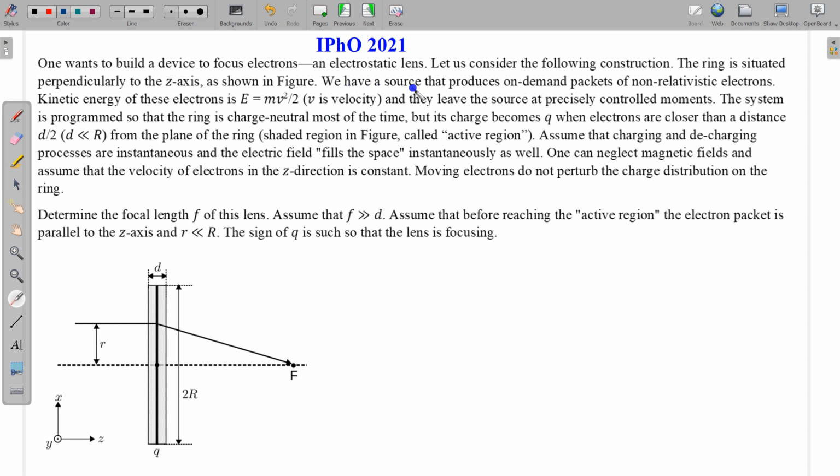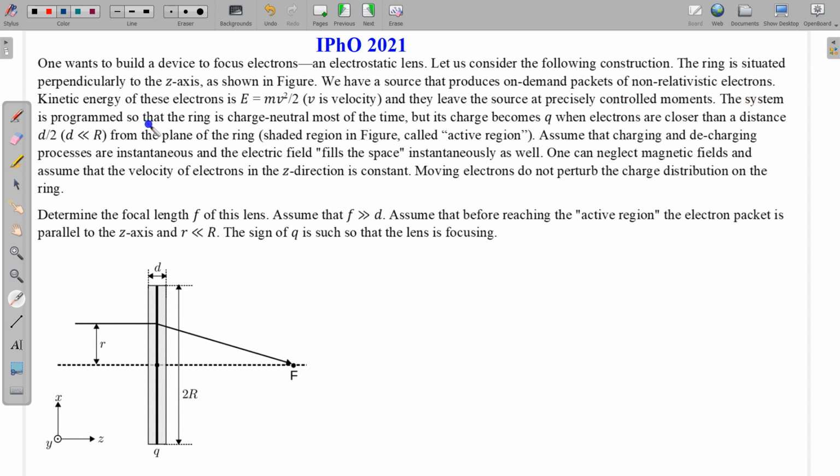We have a source that produces on demand packets of non-relativistic electrons. That means the velocity of the electrons is much less than c. The kinetic energy of these electrons can be given as E = (1/2)mv², where v is the velocity of the electrons, and they leave the source at precisely controlled moments. So we are controlling the supply of electrons.